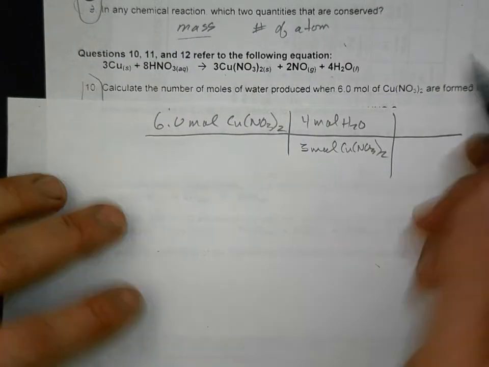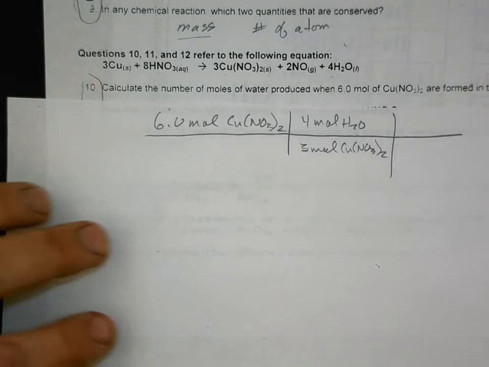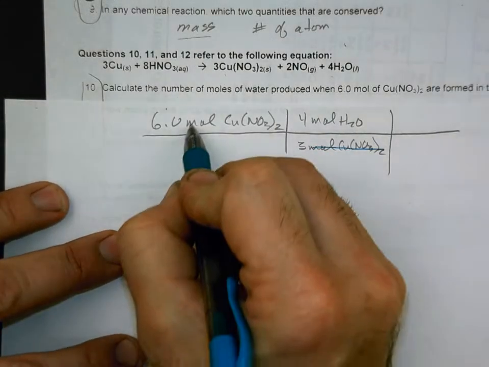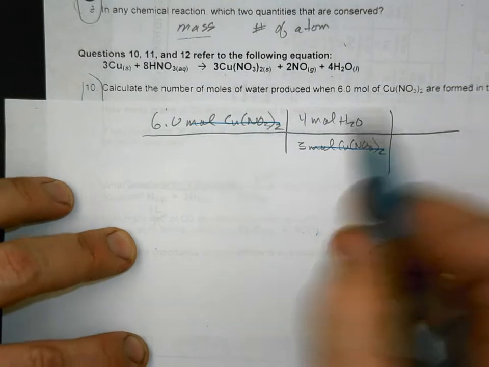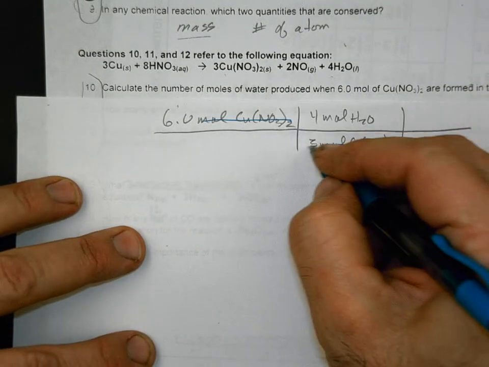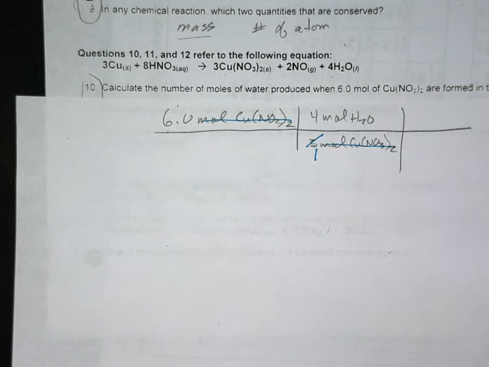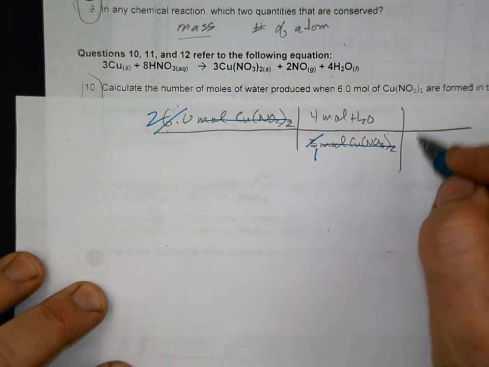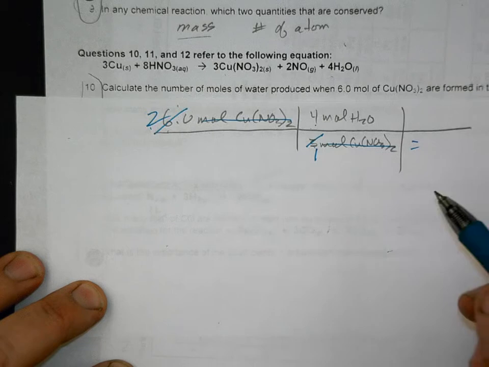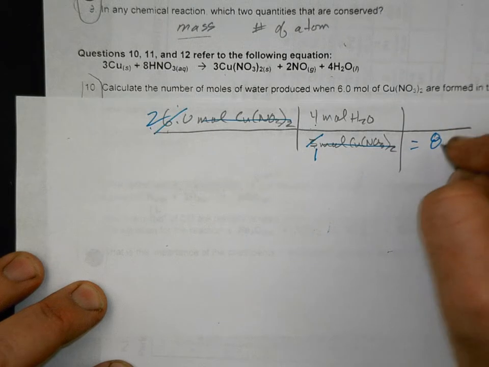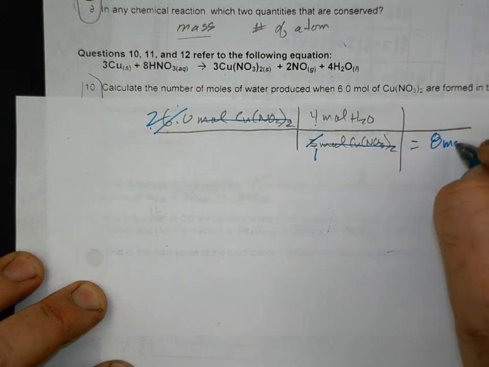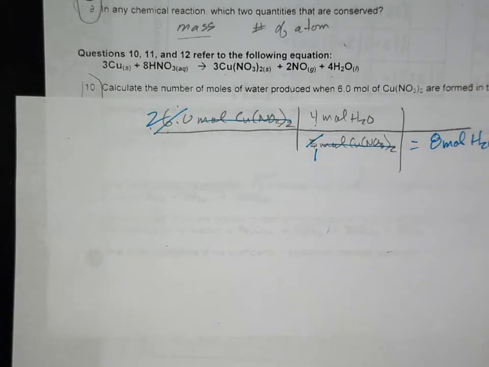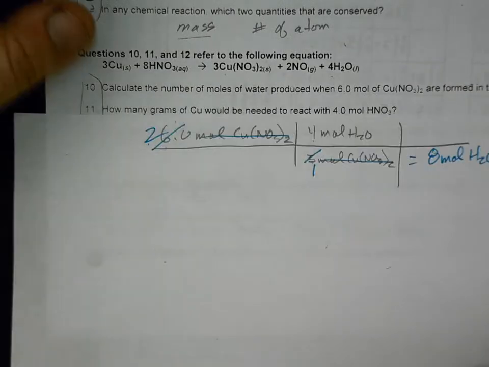Now the fun part. I'm going to use an aqua pen today. So we're going to cancel moles of copper nitrate with moles of copper nitrate, and we can reduce here. 3 goes into 3 one time. How many times will 3 go into 6? 2. Now, what is 2 times 4? 8. So the answer is 8 moles of H2O. How many people got that? Got that one okay? Cool.